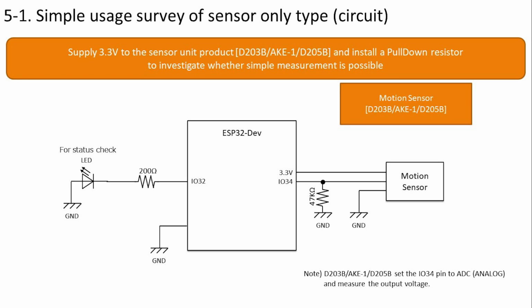Move on. The sensor only type requires an amplifier, but we investigated whether it could be used simply. We will measure the output voltage of the sensor with the ESP32's ADC terminal and check whether changes can be detected. The circuit supplies 3.3 volts power to the sensor and wires a pull-down resistor to the signal line. I assembled the circuit so that it can be visually confirmed by turning on the LED when it senses it.